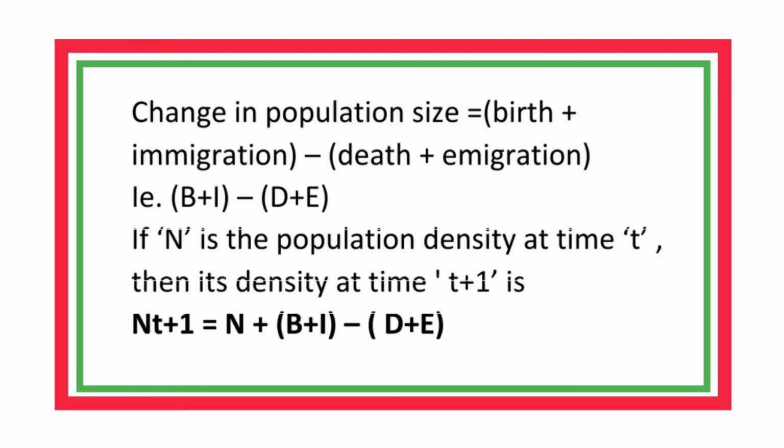Change in population size is equal to birth plus immigration minus death plus emigration, that is B + I - (D + E). If N is the population density at time t, then its density at time t+1 is N(t+1) = N + (B + I) - (D + E).